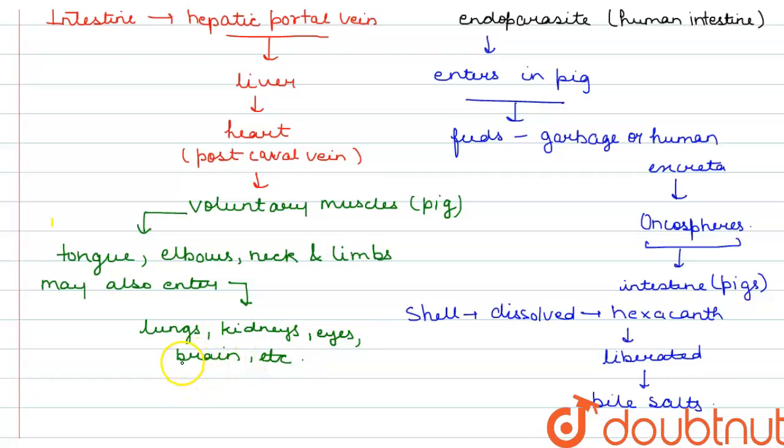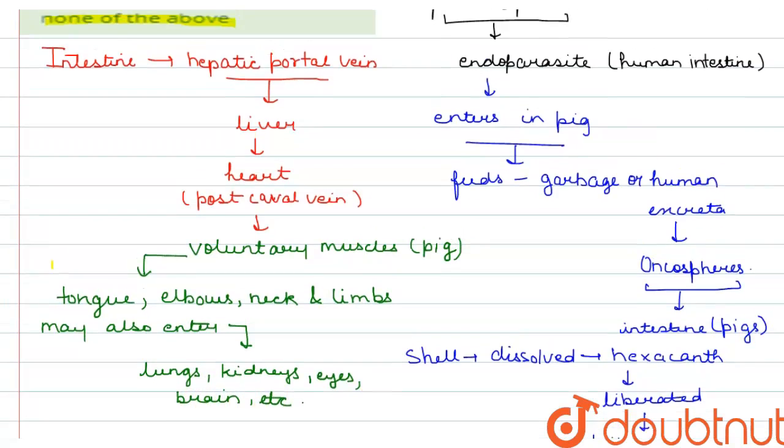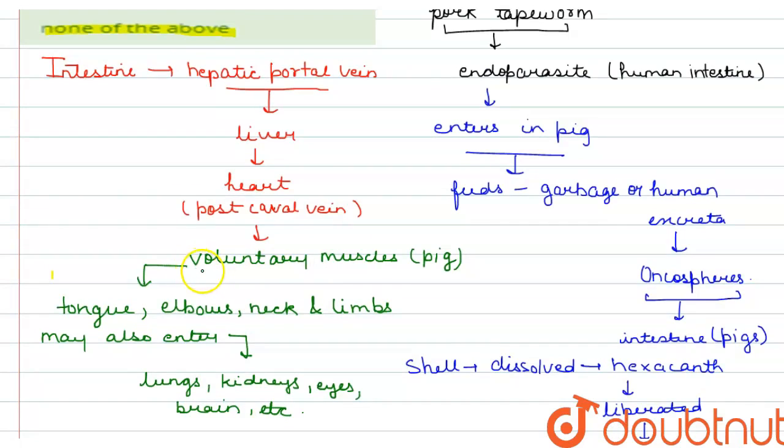Now hexacanth loses its hook in the voluntary muscles. Where does it completely settle down and start attacking? Over here in the voluntary muscles of the pig, the hexacanth loses the hook, and it develops into the cysticercus larva.